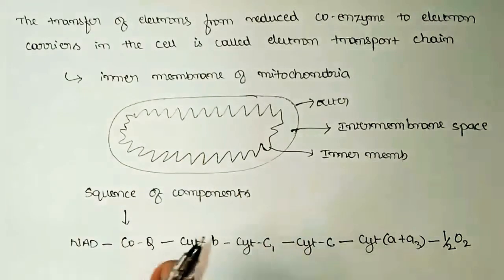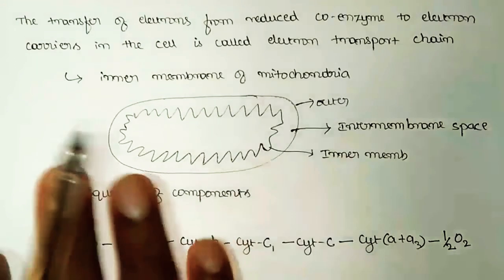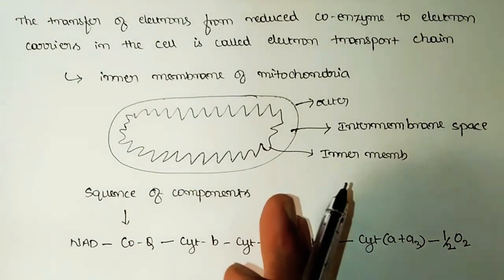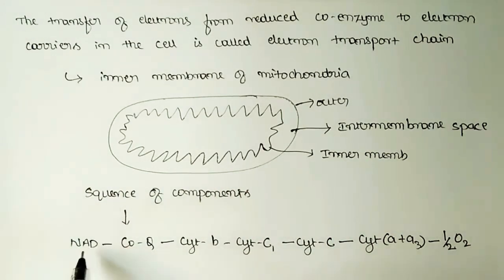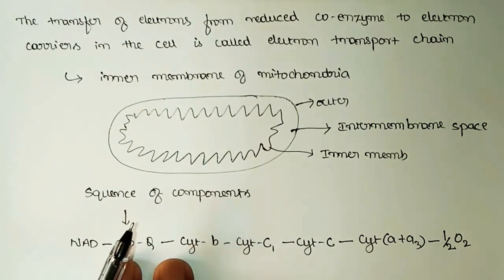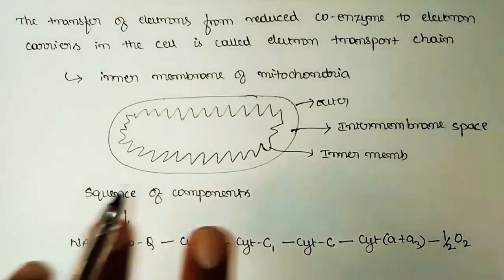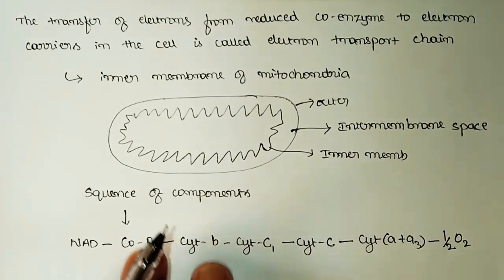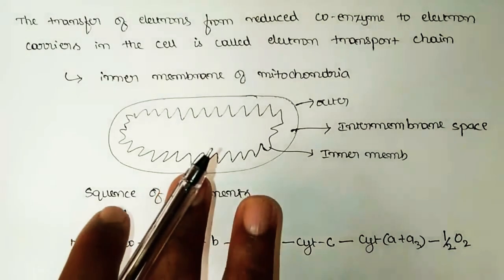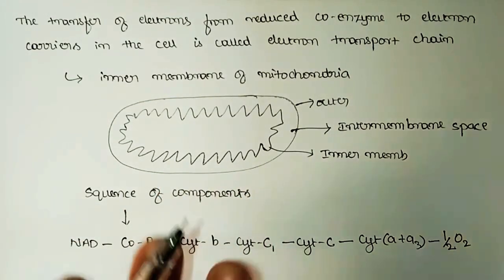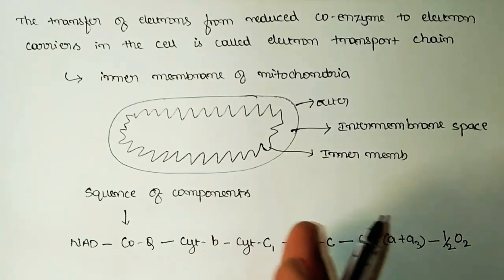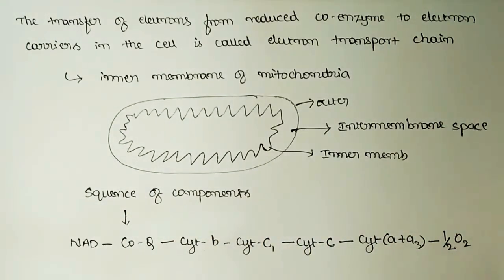And in the inner mitochondrial membrane, that is in the electron transport chain, for the easy transfer of electrons from the reduced coenzyme to oxygen, there are 4 complexes involved which are most important in the transfer of electrons in the electron transport chain. And now we shall look into each type of complex present in the inner mitochondrial membrane which performs the transfer of electrons from the reduced coenzyme to the oxygen.